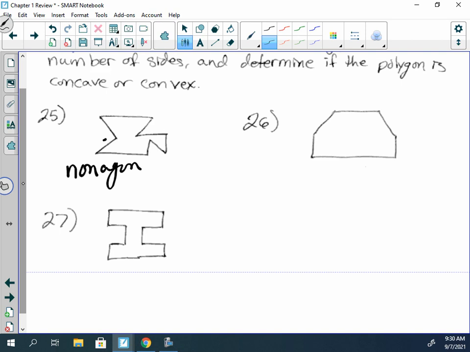Now would this be convex or concave? Concave, because if we extend any of the side lengths, it will go into the shape. Any other questions on the rest of these, 26 or 27?